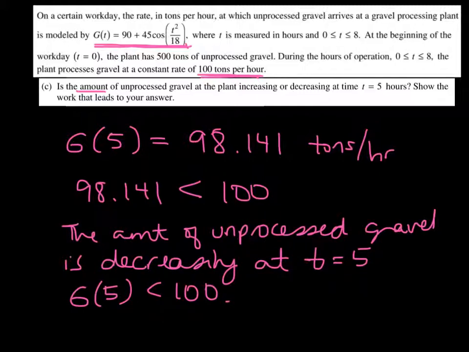As far as points for this question, you get 1 point for basically this work here, for finding G of 5 and comparing it to the 100 tons per hour. And then the second point is for being able to interpret your answer and decide that because G of 5 is less than 100, then the amount of unprocessed gravel is decreasing. So 1 point for the comparison of G of 5 to 100 and 1 point for your conclusion. All right, let's move on to part D.